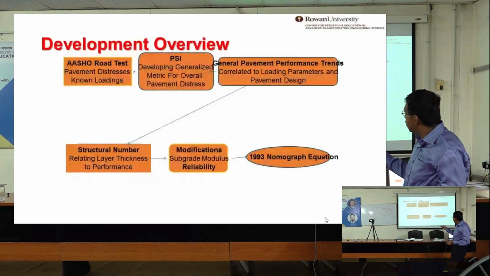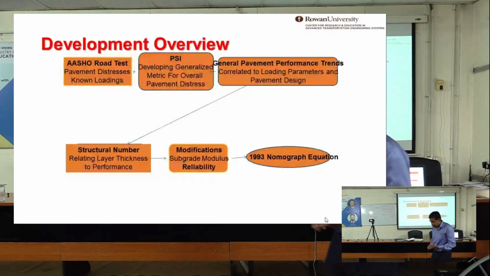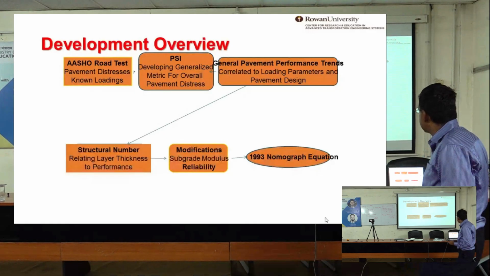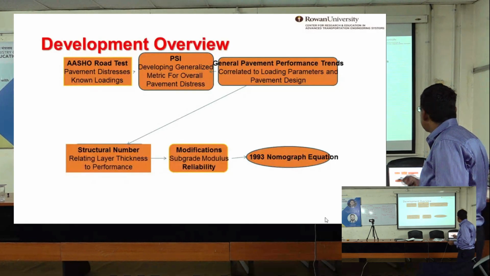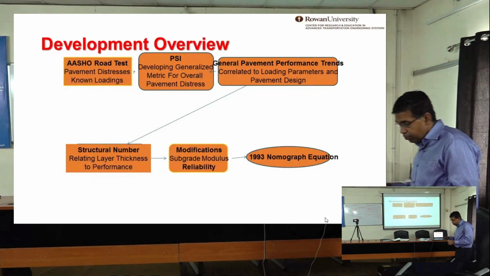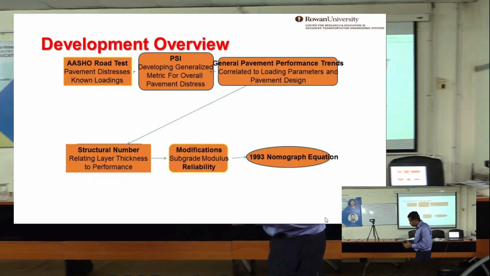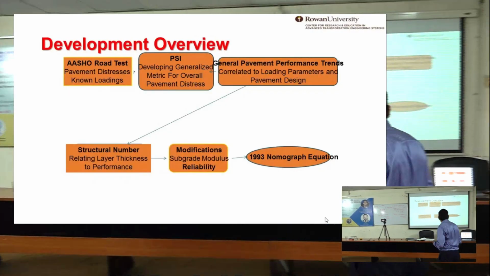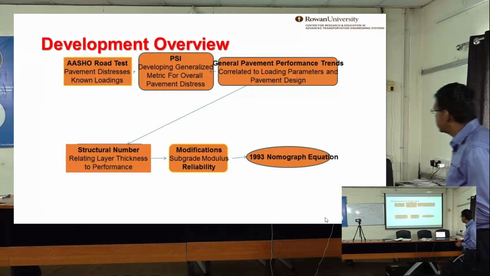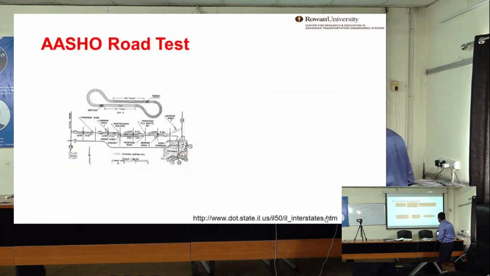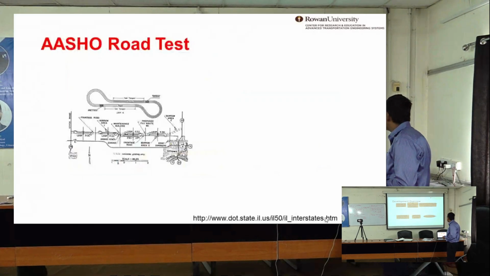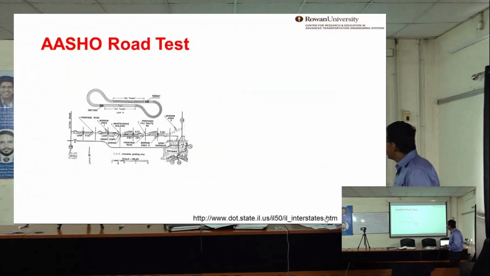So, in the AASHO road test, they calculated the pavement distresses for known loading. They developed generalized metrics for overall pavement distress. They correlated that to loading parameters and pavement design. So basically, they took the AASHO road test loading numbers and then converted them to develop pavement design nomographs. They related layer thickness to performance, and then finally developed subgrade modulus, reliability and damage equations, and that led to the nomograph. So this is what it looks like, right?